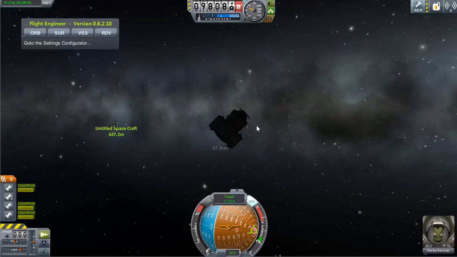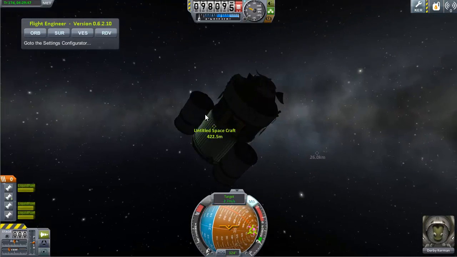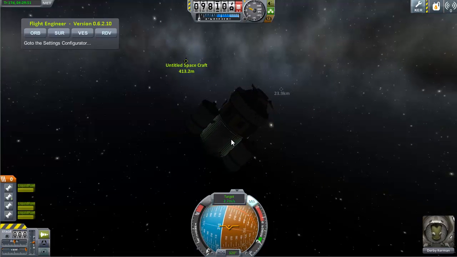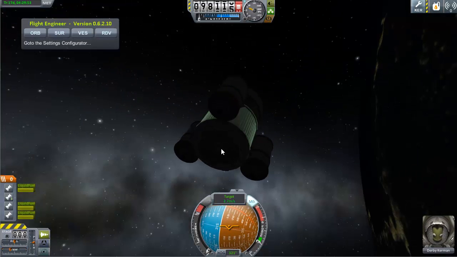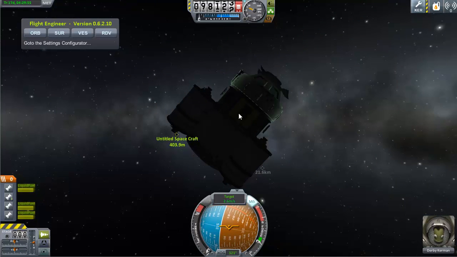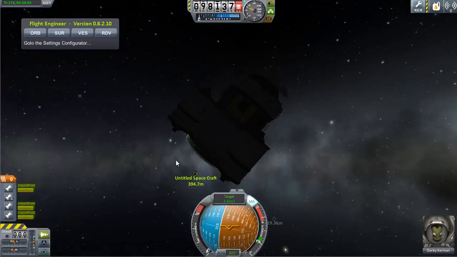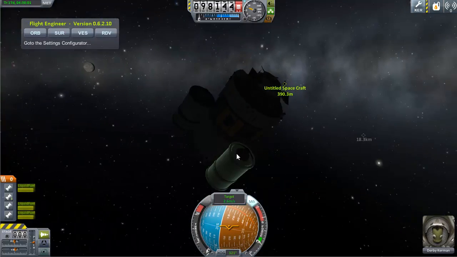I unfortunately forgot to put lights on this, so I don't really know if I can see the station, especially in the dark, but we'll see if we can see it. I do have two docking ports, one bigger one right here and one smaller one on top. I'm going to try to dock with the bigger one if I can, but if not, then maybe I'll have to use the smaller one.